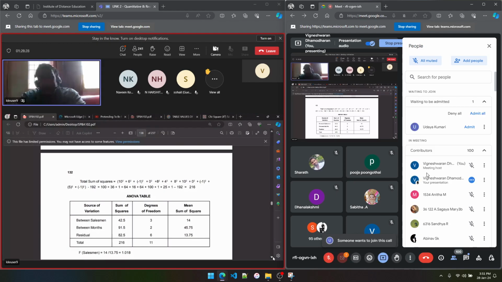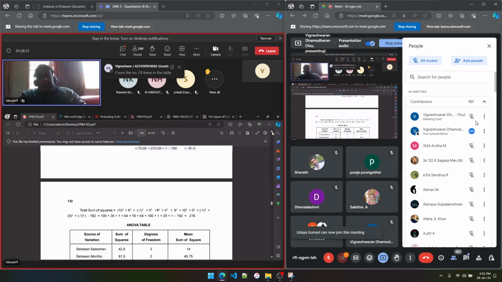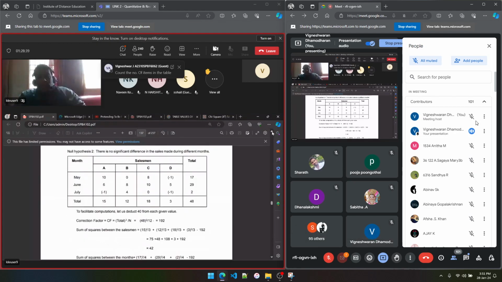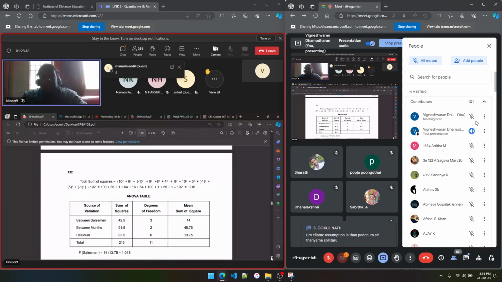Okay. Then degree of freedom. How many columns are there? See, there are 4 columns, 4 minus 1, 3. Okay. Then how many months are there? There are 3 months. Then 3 minus 2, 1.